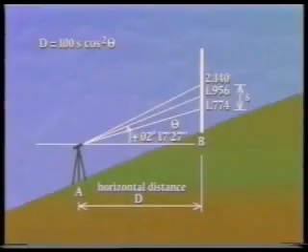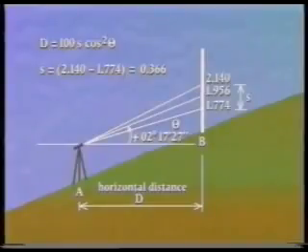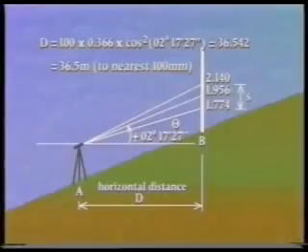And in this case, S equals 2.140 minus 1.774, which equals 0.366 meters. Therefore, D is equal to 100 times 0.366 times cos squared 2 degrees 17 minutes 27 seconds, which equals 36.542, which equals 36.5 meters.